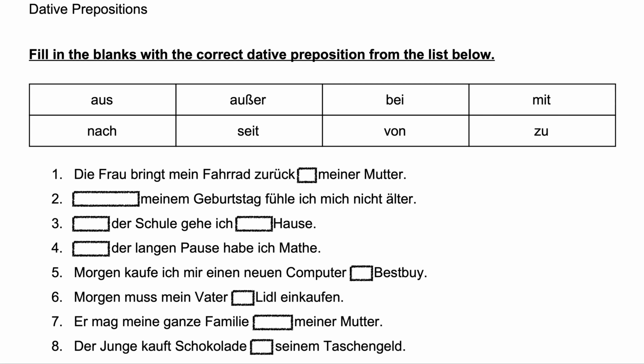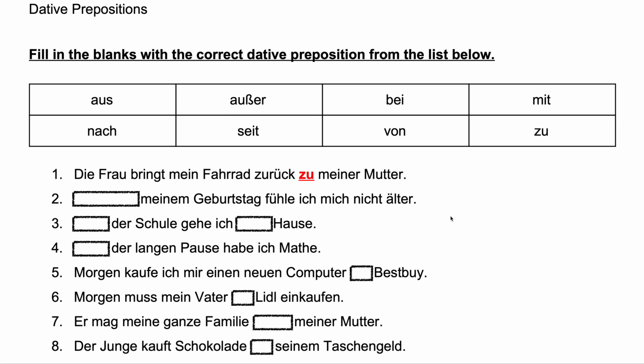Seit is since, and it's not since your mother. Von is from, so is it bringing back from your mother? Like maybe if your mother took your bicycle and she's bringing it back now and not your mother? I don't know. Anyway, the point is the answer should be here that it's bringing it back to my mother, which is zu meiner Mutter.